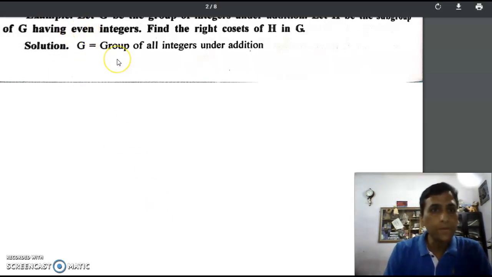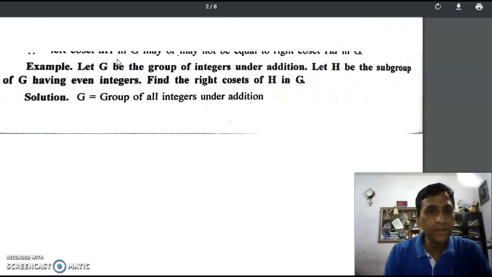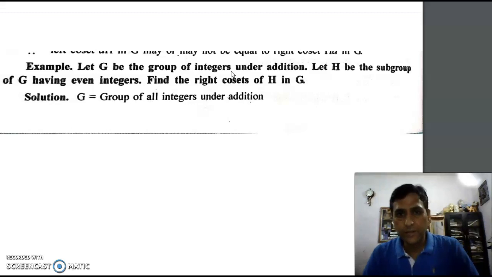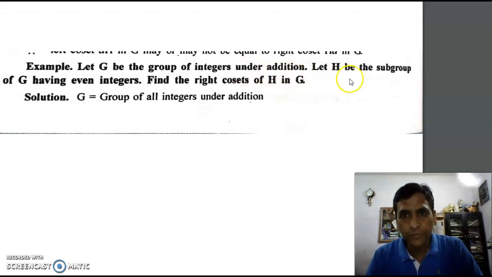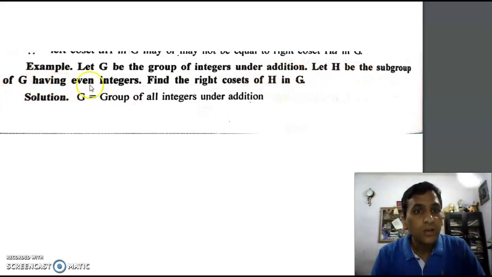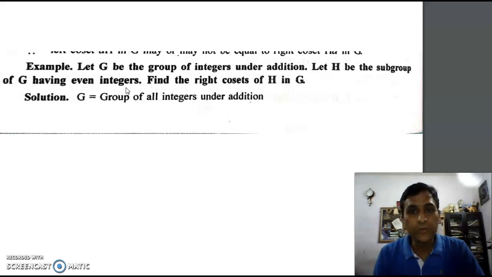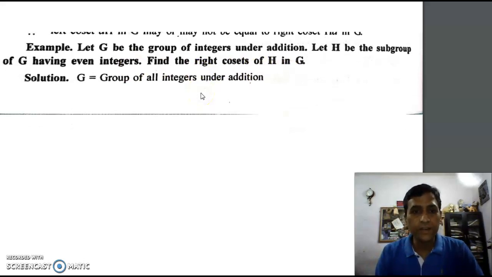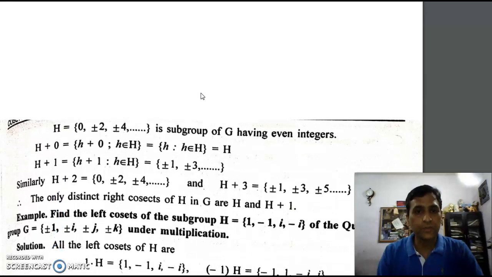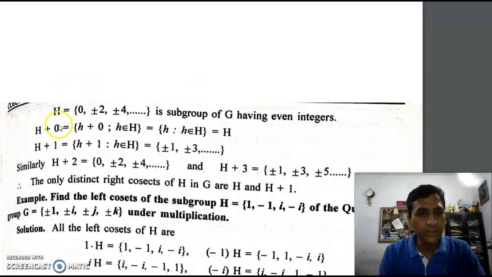Now this is an example. G is a group of integers. Integers means positive and negative natural numbers including 0. H is a subgroup of G having even integers. So H contains even integers, positive and negative. Find the right cosets of H. We have to find the right cosets of H. So H is even integers, so it is of this form: 0, plus minus 2, plus minus 4, and so on.